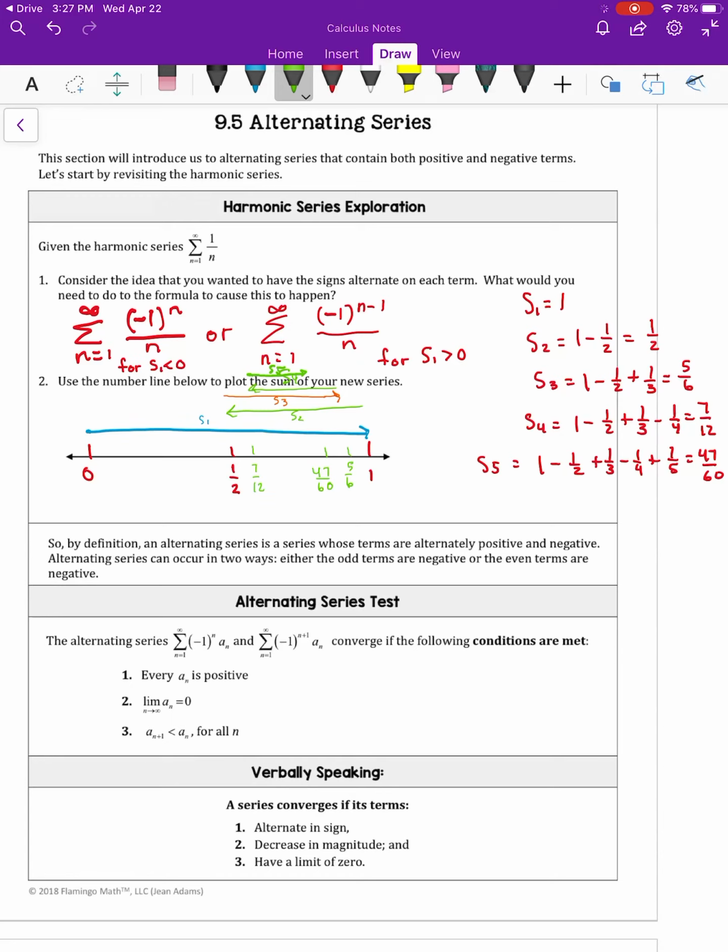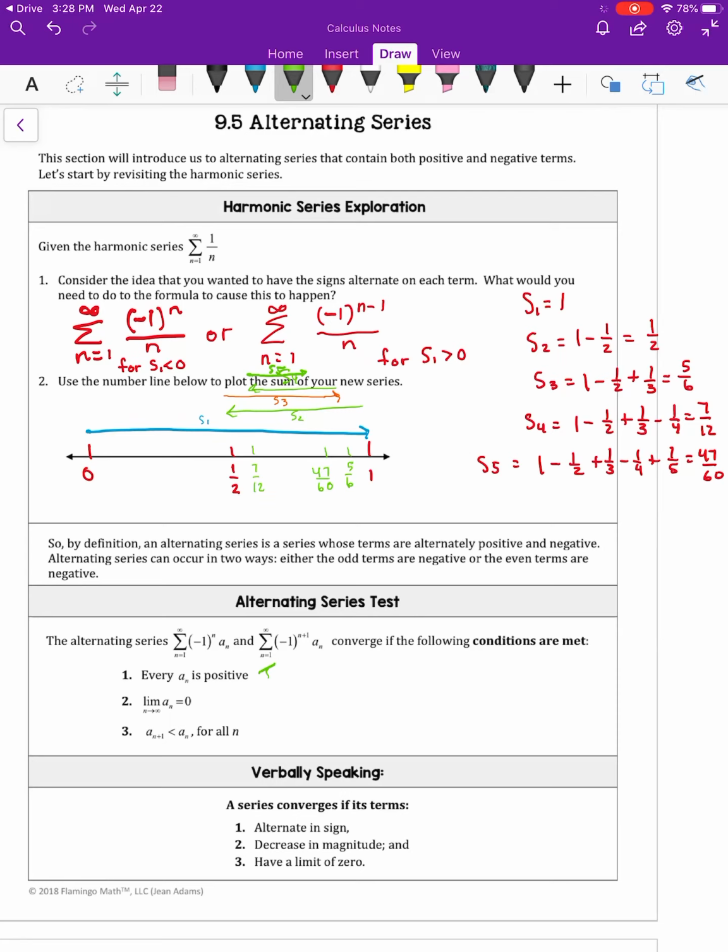By definition, an alternating series is a series whose terms are alternately positive and negative. Alternating series can occur in two ways: either the odd terms are negative or the even terms are negative. And so the alternating series test says the summation from n equals 1 to infinity of -1 to the n times a sub n, and the summation from n equals 1 to infinity of -1 to the n plus 1 times a sub n, converge if the following conditions are met. Every a sub n is positive, that is, without the plus and minus signs.